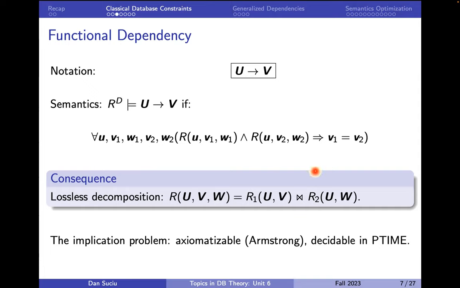As a consequence, if the functional dependency holds, then we have a lossless decomposition. This is what every undergraduate student that takes introduction to databases should know. If the functional dependency holds, then you can decompose R into R1 using attributes U and V, and R2 using U and the rest of the attributes. And what we saw last time is that the implication problem is axiomatizable, and the implication is decidable even in polynomial time. Okay, functional dependencies.